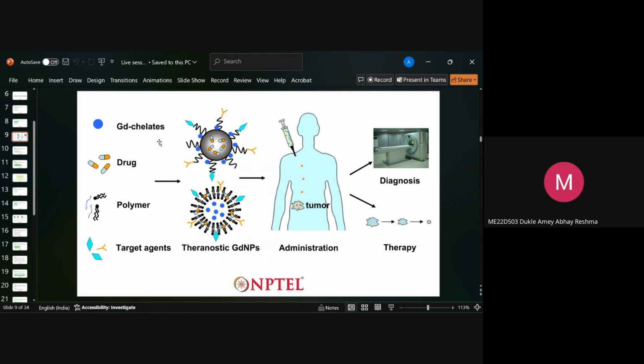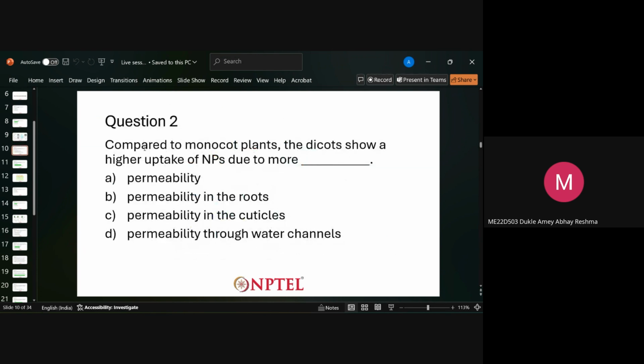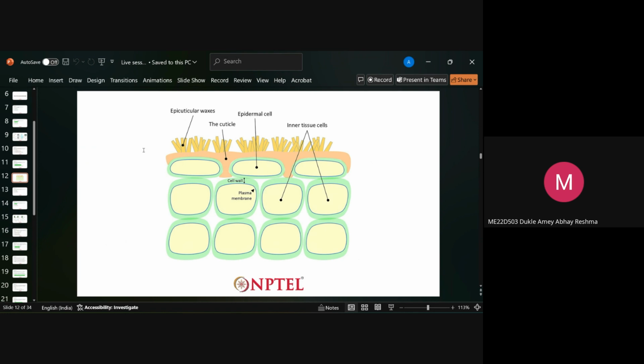Likewise, the second question, basically, compared to monocot plants, dicots show higher uptake of nanoparticles due to more permeability in the roots, permeability in the cuticles, permeability through water channels. So the answer is permeability through the cuticles.